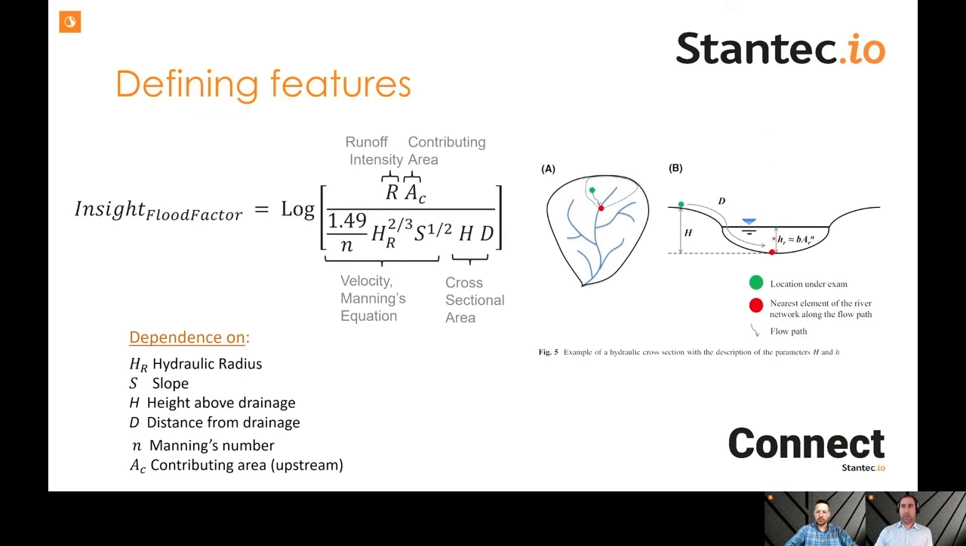So we have the contributing area coming into this cross section, or the rough flow coming into this cross section here, and that is normalized by the capacity of this cross section to transport flow. And this is based off of velocity given by Manning's equation, multiplied by a rough representation of the cross sectional area, which is given by the height above drainage multiplied by the distance from drainage. And now this cross-sectional area isn't exactly correct. It's roughly correct, and it scales as we look at different points across the watershed.